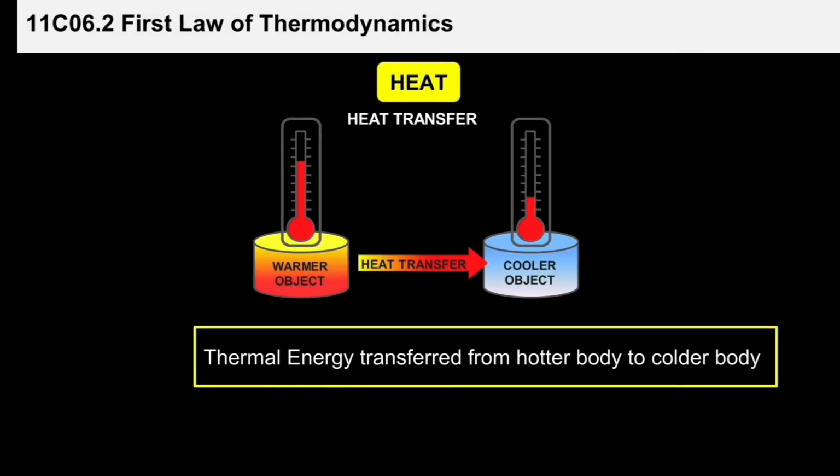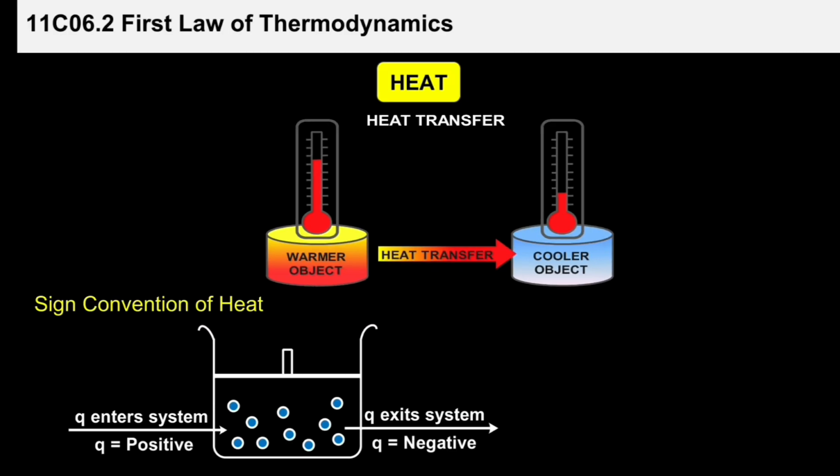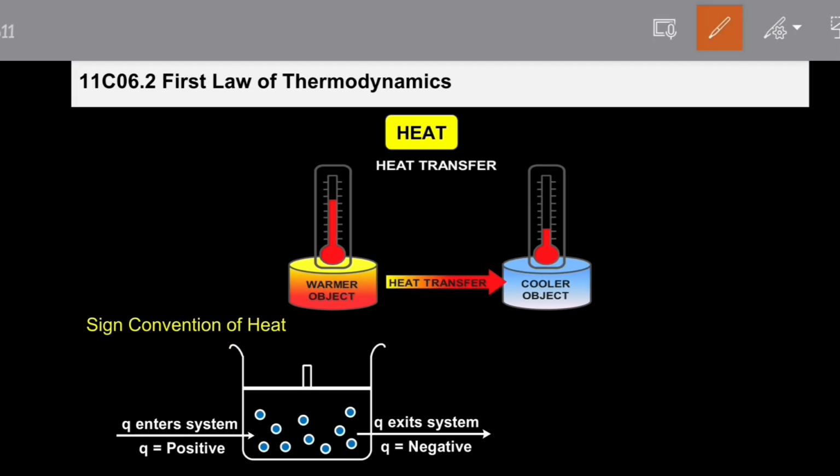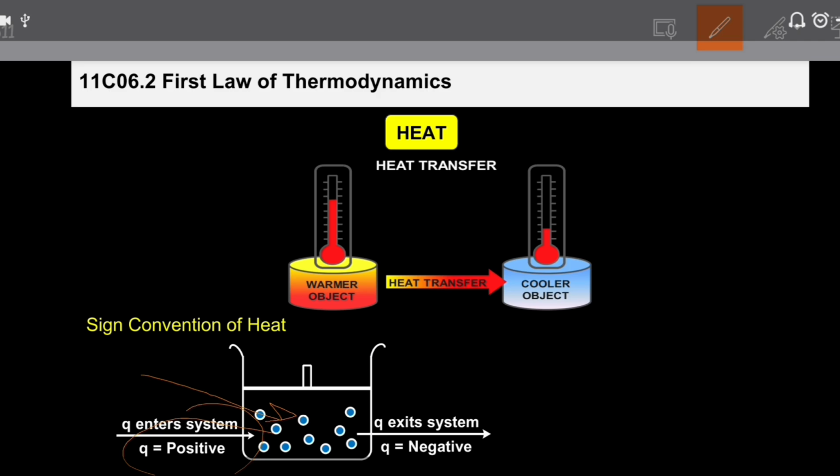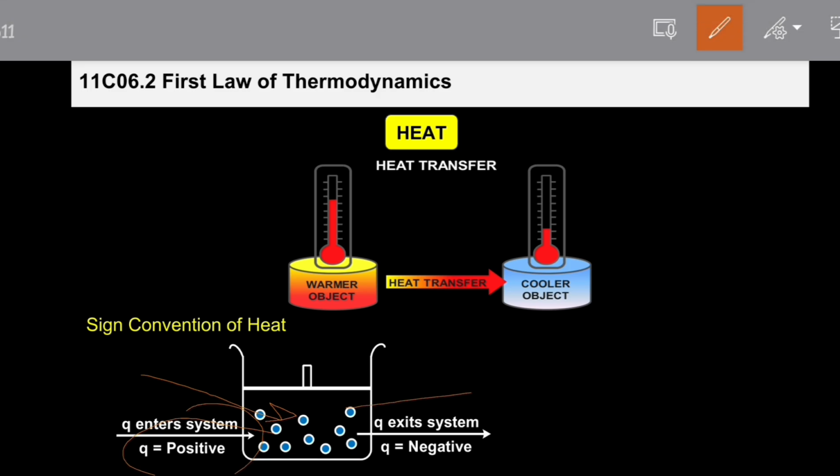Heat is always transferred from a hot object to a cold object, or we can say that heat is transferred from a higher temperature object to a lower temperature object. When calculating heat in thermodynamics, we assign it a sign. If heat is entering the system, the sign of heat is positive, whereas if heat is leaving the system, or the system is releasing heat, the sign of heat is negative.